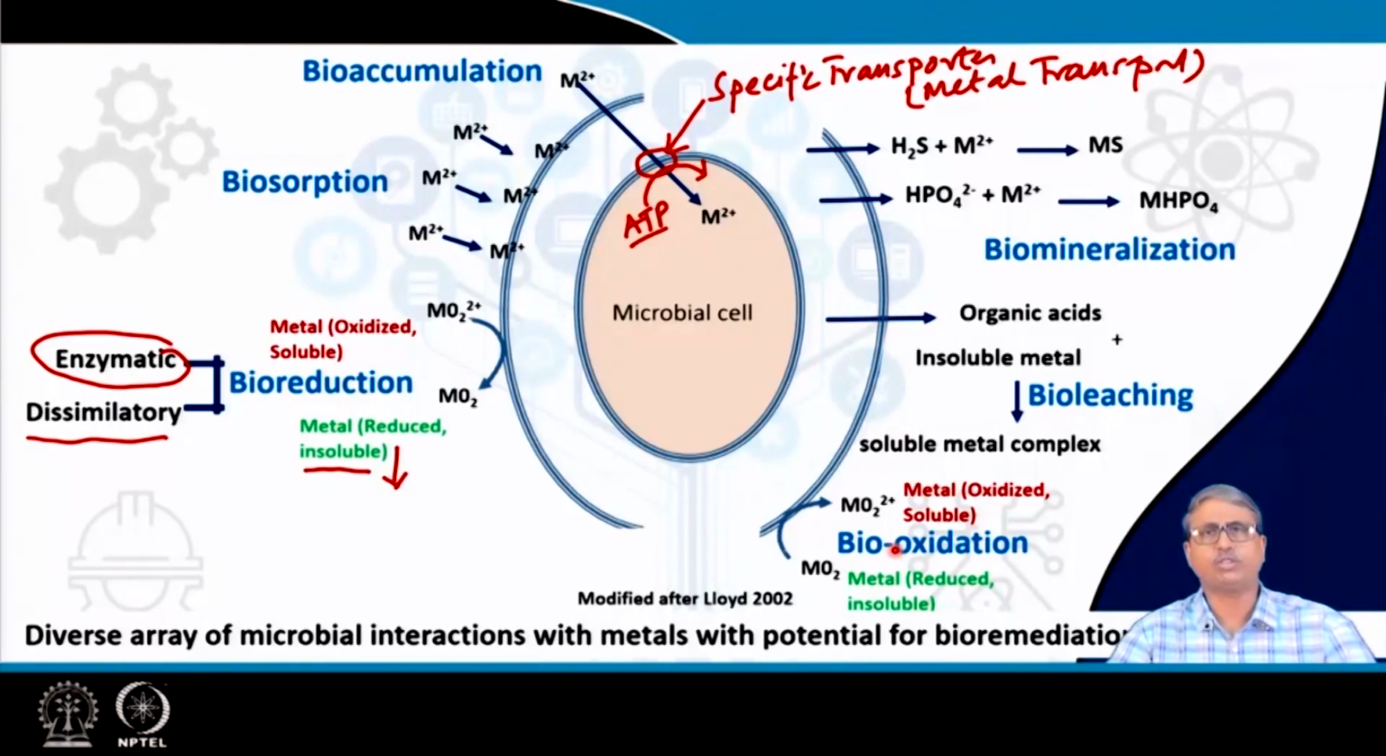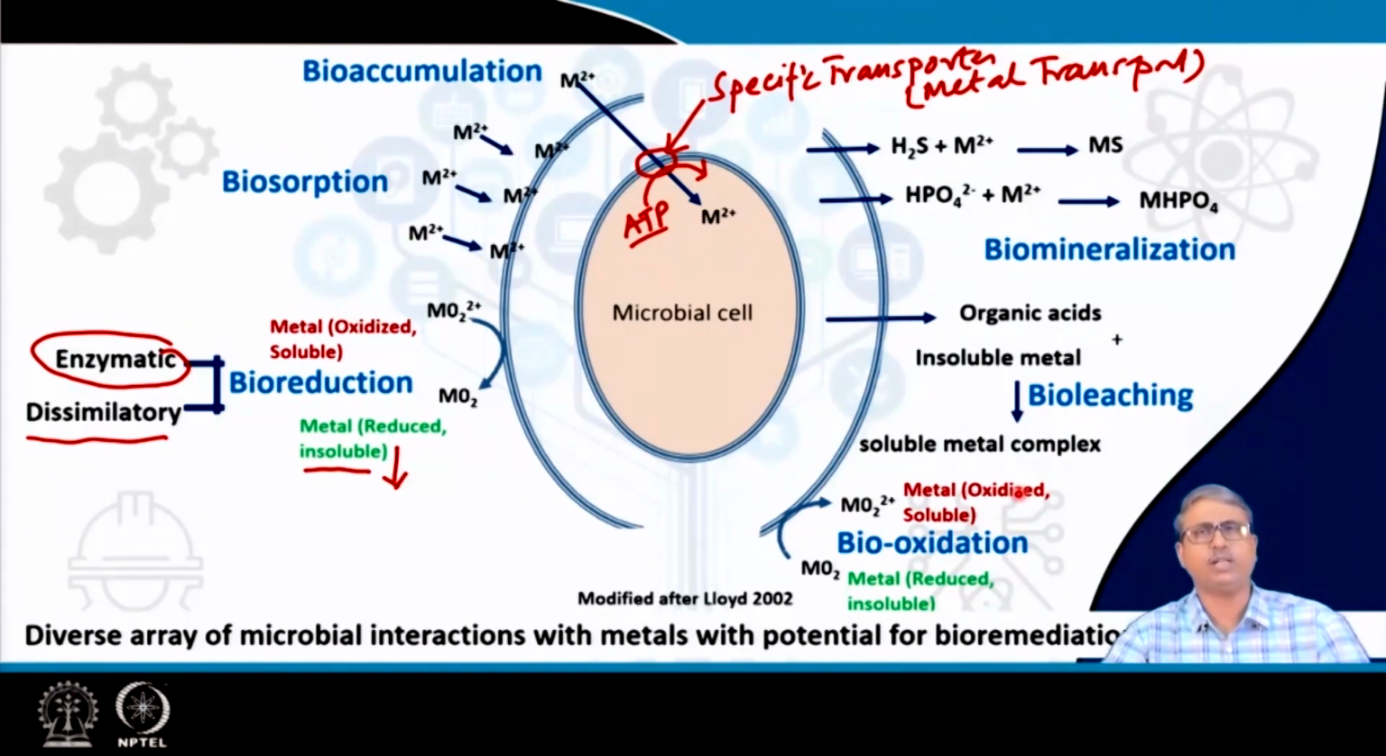In case of biooxidation, what happens? The metals which are reduced and insoluble are oxidized to produce a more soluble form of metal. And these more soluble forms of metals also help in the bioleaching or extraction of the metals from the contaminated soil or contaminated sediments.